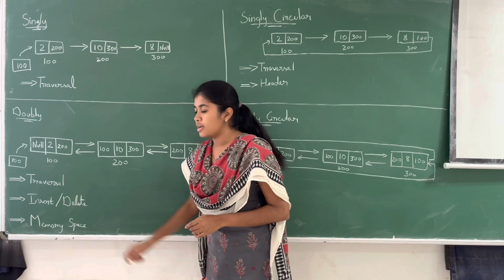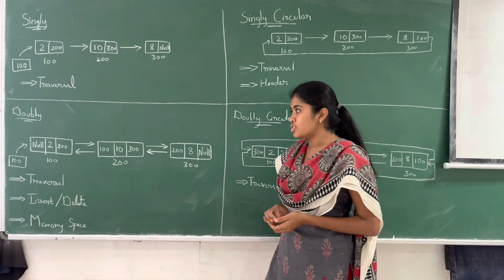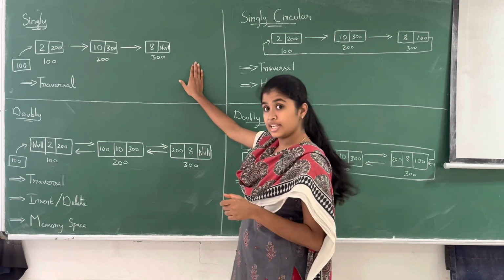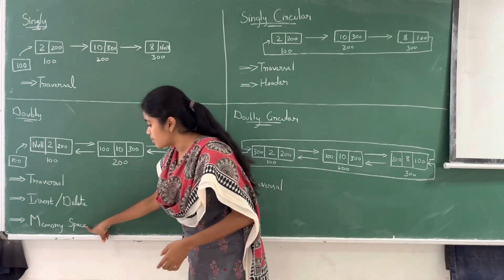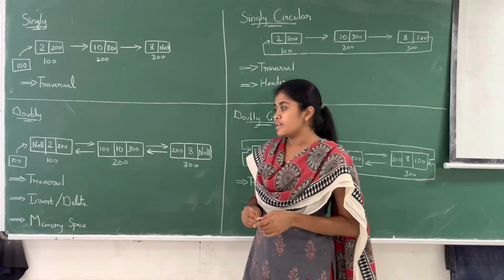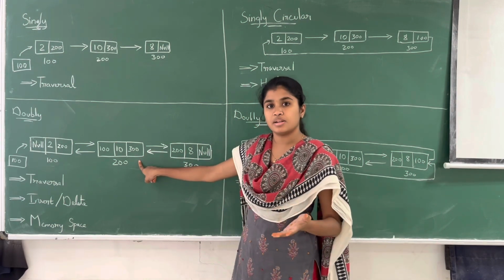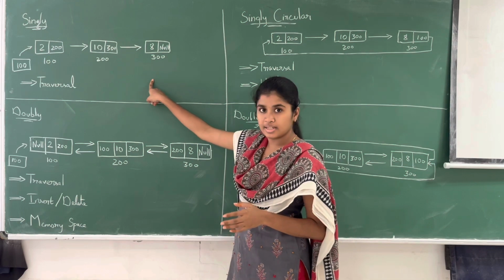Next is insert or delete. Insert or delete operation in a doubly linked list is difficult when we compare it with the singly linked list. Next is the memory space. The memory space required to store a node in the doubly linked list is larger when we compare it with the singly linked list.